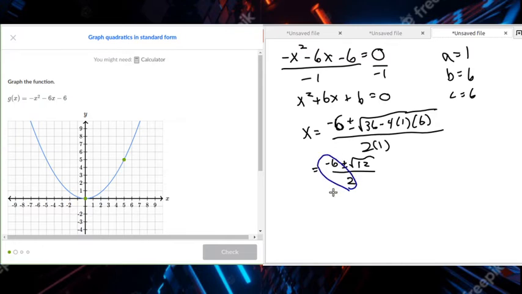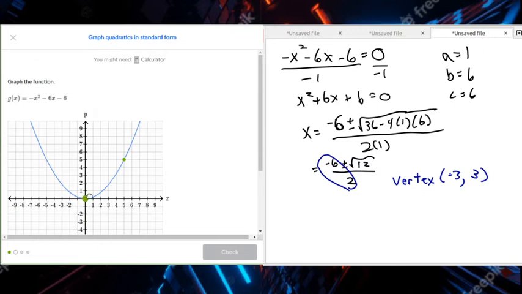And that's going to come down, just like last time, to the vertex being at x equals negative 3, and then we'll plug negative 3 into here. Negative 3 squared is 9, negative 9 plus 18 is 9, minus 6 is 3.